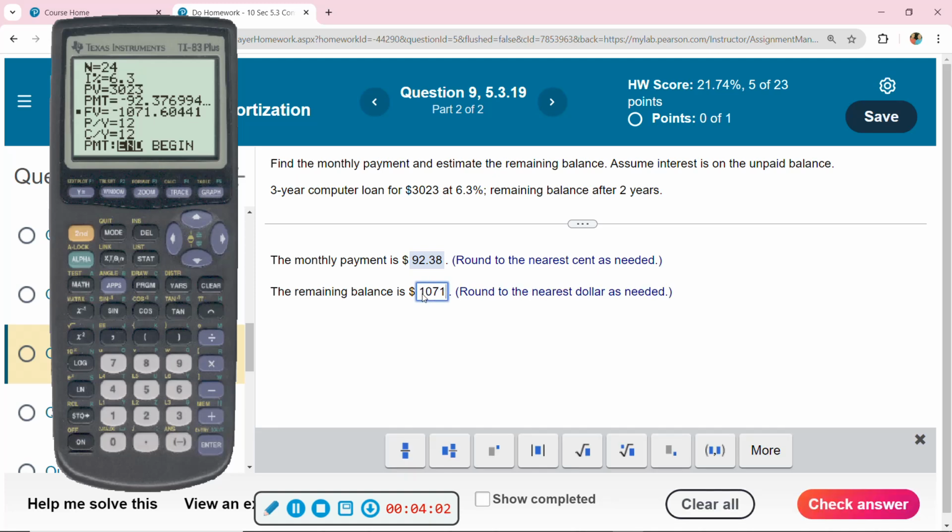$1,071. Oh, wait. It says round to the nearest dollar. I was about to round to the nearest cent, and it would have counted it wrong. So how should I round this to the nearest dollar? It's a 6 after the 1. So would y'all call that $1,072?